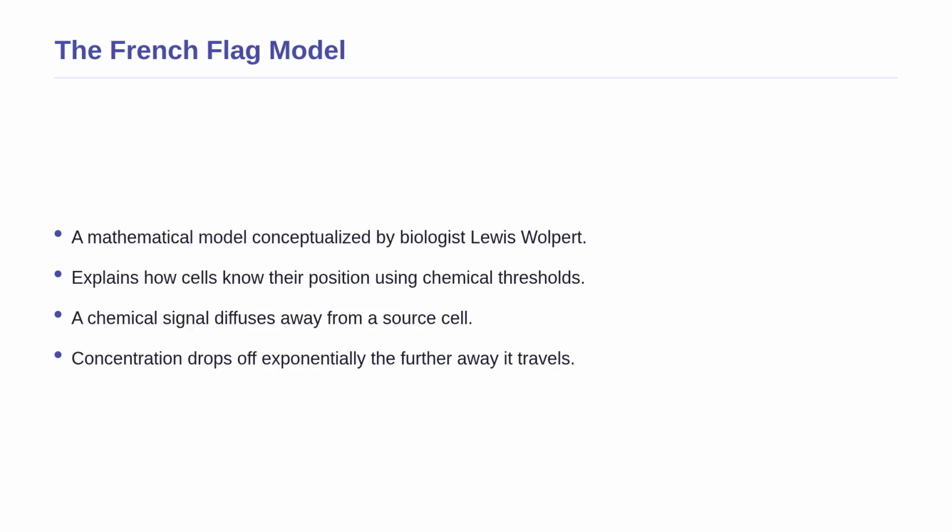Knowing how crucial these signals are, we need a way to visualize them. To understand how cells know their position, we use a mathematical model famously conceptualized as the French flag model by Louis Wolpert. Imagine a chemical signal diffusing away from a source cell into a line of receiving cells. As the chemical travels through the tissue, it gets degraded, so its concentration drops off exponentially the further away it travels. This creates distinct zones of concentration, much like the distinct colored bands of the French flag, which dictate different cellular fates.